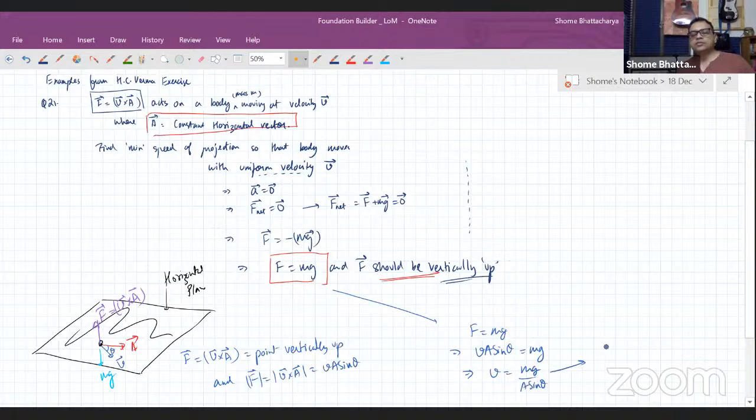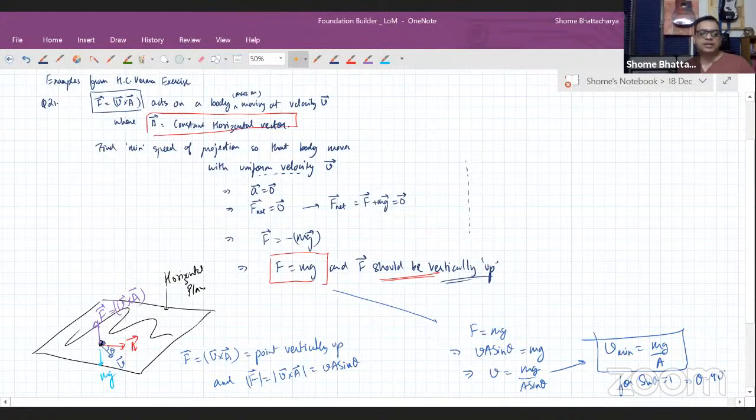So I can see that the minimum possible value will be mg upon A, but that will happen for sine theta to be 1. That means theta to be 90 degrees. So when this velocity vector is perpendicular to the capital A vector, that time the velocity will have minimum magnitude and mg will get balanced by force. So the acceleration of the body will become 0. So this becomes the answer.